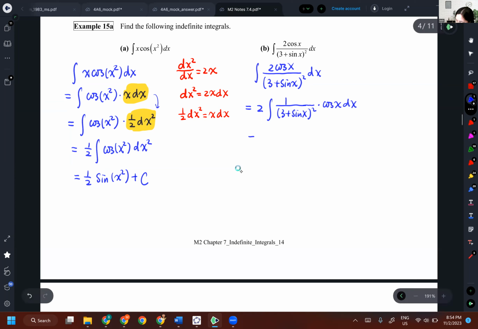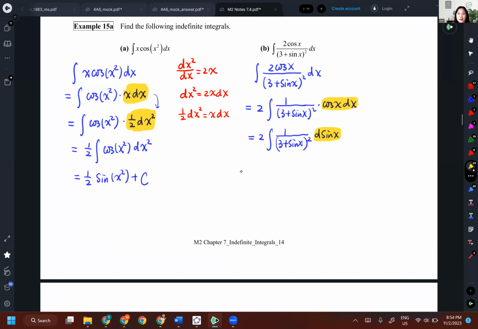And then there is a substitution you need to do. That's (3 plus sine x) squared. And this one is d sine x. This one is new. We've never done this before. Cosine x dx is d sine x. It's like integrating cosine and sine. Or you can say, now, this one is to integrate cosine into sine.